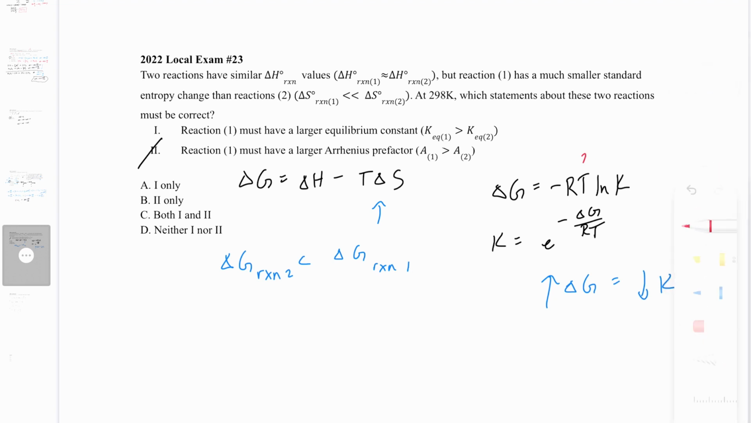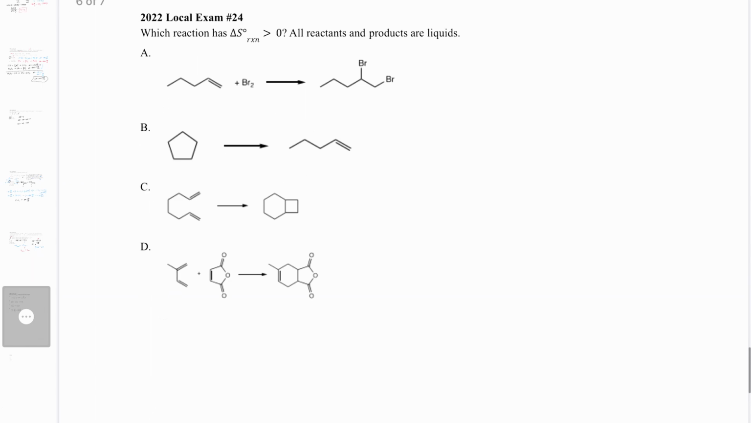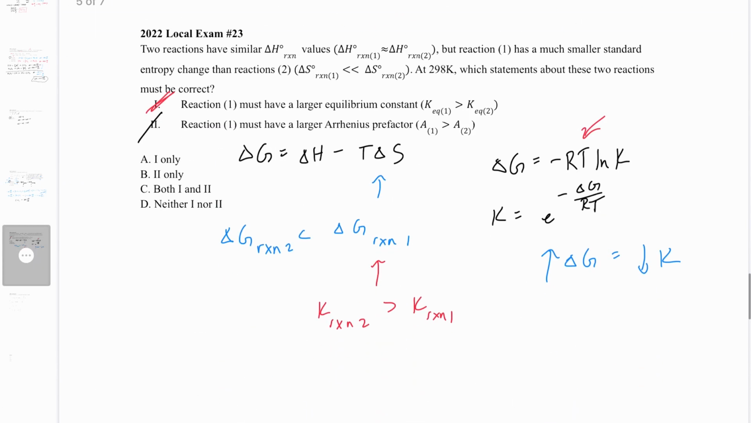Using this equation, we already proved that as your delta G value goes up, your K value goes down. So that means that if reaction 1 has a greater delta G value, it's going to have a lower K value. So the K of reaction 2 is going to be greater than the K of reaction 1. And that is the opposite of what we have in choice 1. So choice 1 is wrong, choice 2 is wrong. Therefore, our answer is D. Sorry about that. Our answer is D. All right, so the answer for number 23 is D.